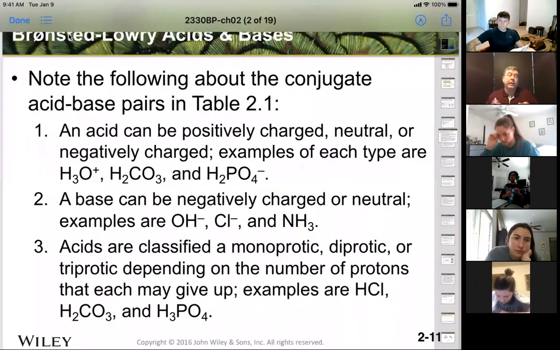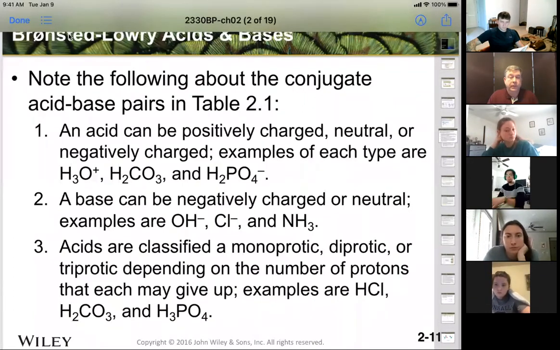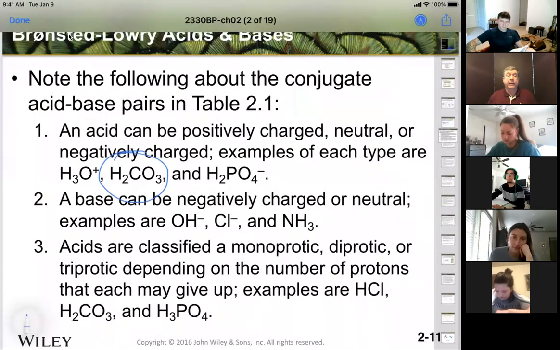Just like in regular acids, you can have more than one proton transfer. So we have to think about that. An acid can be positively charged, neutral, or negatively charged. In the case of something like carbonic acid, right here, we start out as a neutral molecule that gives away a proton and becomes an anion.